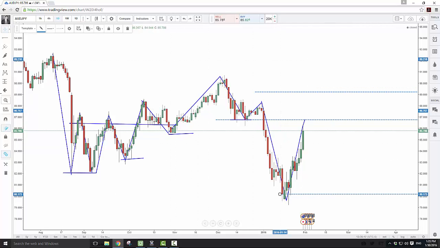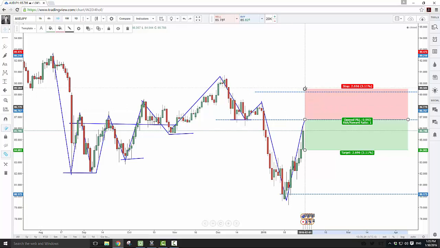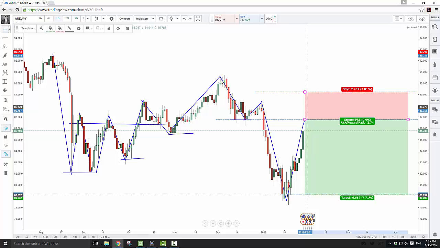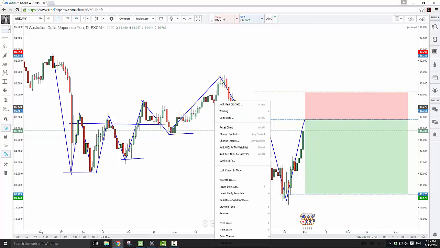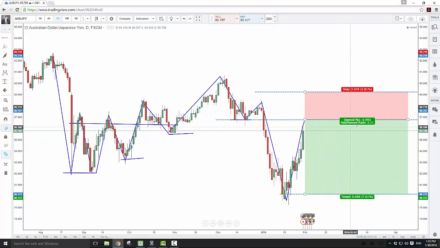This is going to give us our potential risk to reward. So I grab my little tool here and drop my little line in here to find out what my risk to reward is. This is just a really easy way on TradingView to determine risk reward without having to do all the math. So about almost a 3-to-1 risk reward profile on this particular trade if you decided to short here around the 87 level.